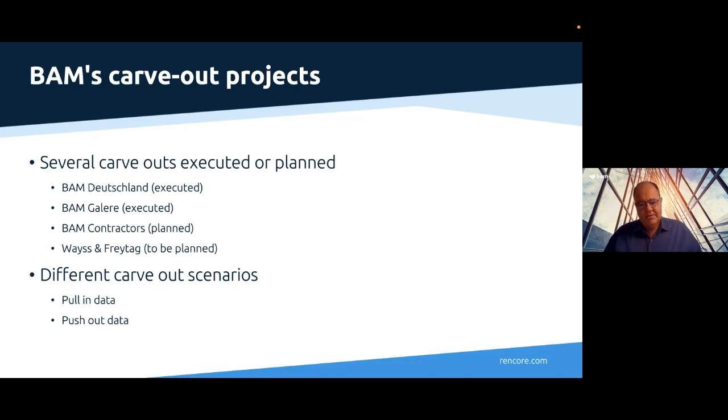Based on those four ones, we also see two types of carve-outs. One was that the new owner pulls in the data. That was the first one with BAM Deutschland, where Czech already had an Office 365 environment, and they said, okay, we will pull the data into our own environment. And the BAM Galère one was just pushing it out from a BAM perspective to a new tenant. So we have also some experience in both situations, and I expect the BAM Contractors one will also be one where we push out the data. And the Björn Freitag one will be, again, one where the new owner, Czech in this case, will pull in the data from our tenants.